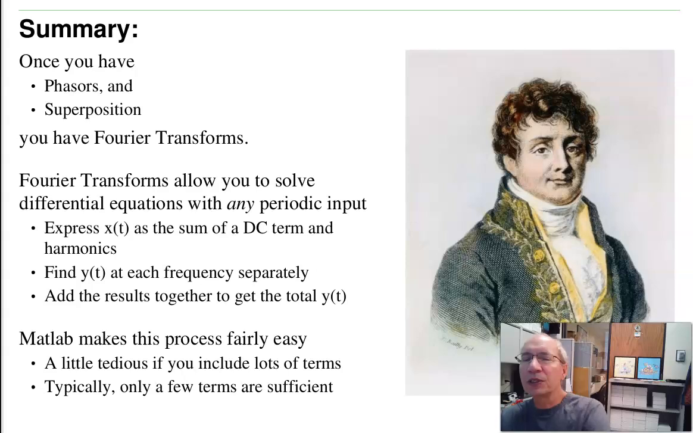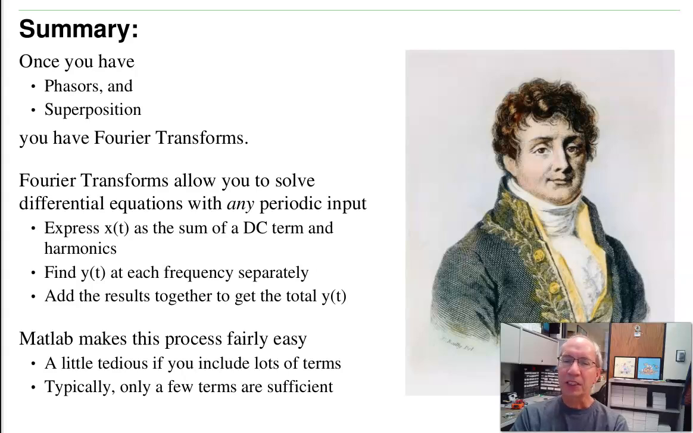If you have an input where the input is periodic but not a sine wave, the trick with Fourier transforms is change the problem. Approximate the input with a bunch of sine waves. The Fourier transform is how to find the coefficients for each sine wave. Once the input is expressed as sine waves, I can use phasors and superposition to find the output. MATLAB makes this process fairly easy. It's a little bit tedious if you have a lot of terms, but doable.